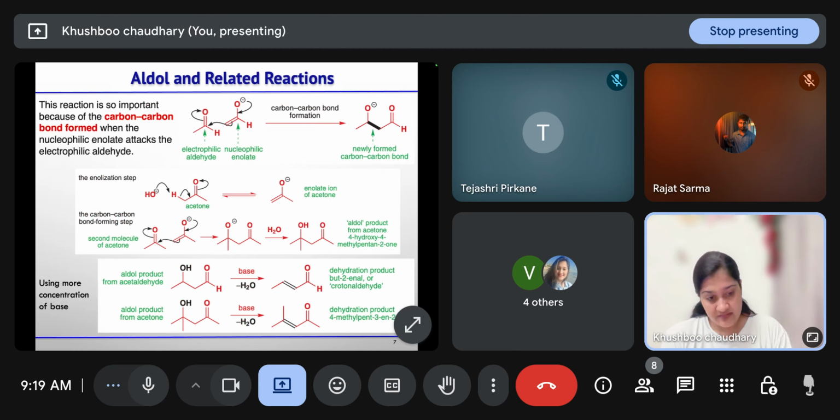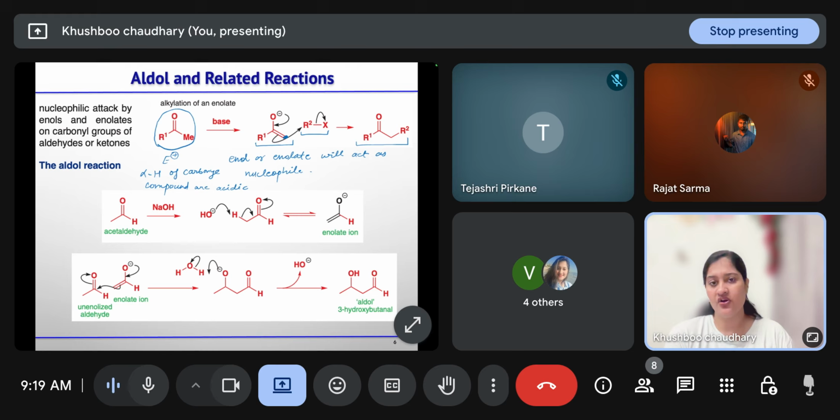Now, the important reaction of this sort is the aldol reaction. Let us take the example of acetaldehyde treated with NaOH base. In this case, alpha hydrogens are present on only one side. The base takes an alpha hydrogen and the enolate ion is generated first. The base takes the proton, this bond shifts here, and the pi bond shifts to oxygen, the more electronegative atom.